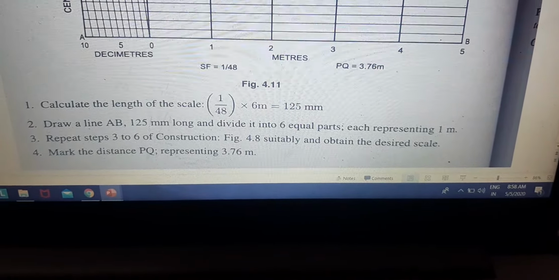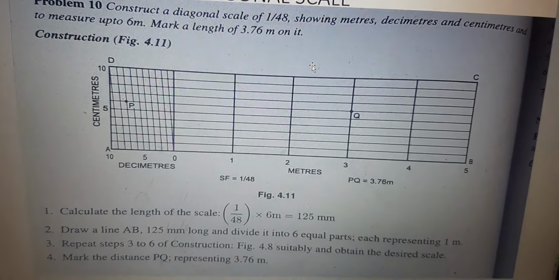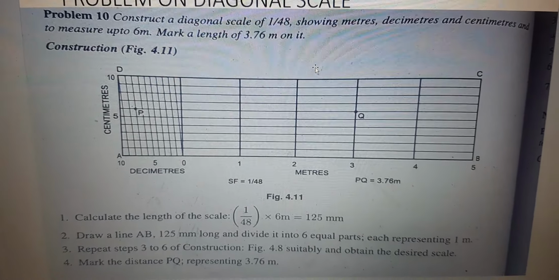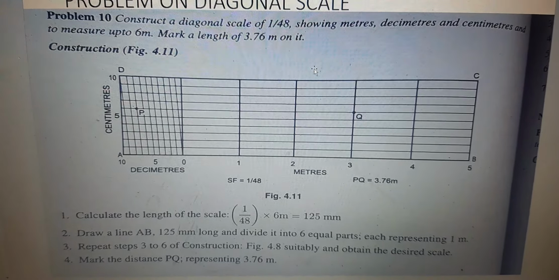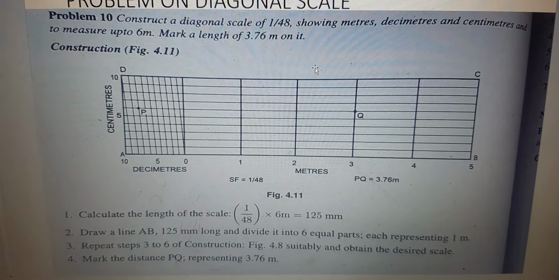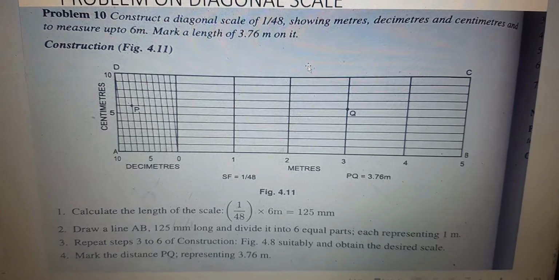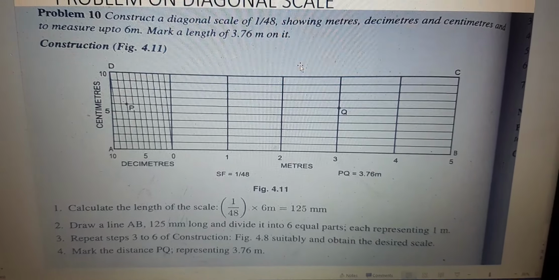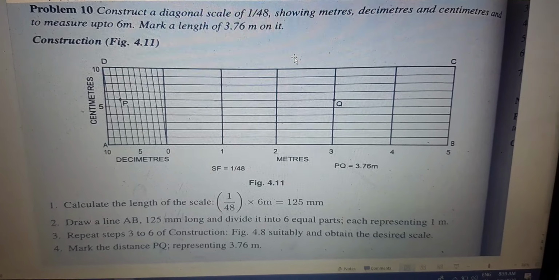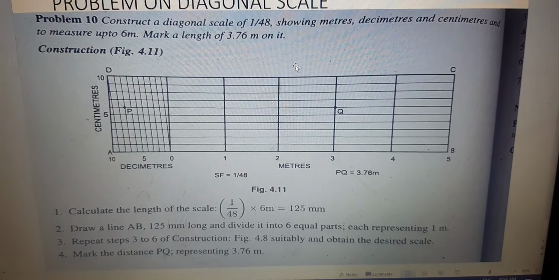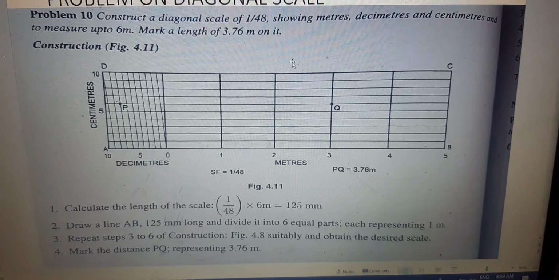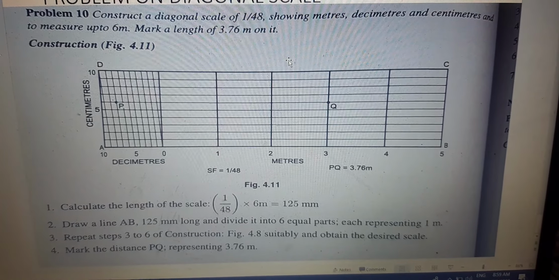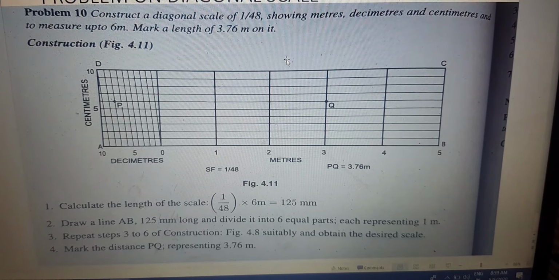So now with these dimensions, first draw the horizontal line and vertical line of 50 mm. As we are constructing a diagonal scale, the height should be 50 mm. So with these dimensions, first we need to construct one rectangle. As it is going to measure the maximum length of 6 meters, first we need to divide this rectangle into 6 equal parts. After dividing this rectangle into 6 equal parts, each division represents 1 meter, right?